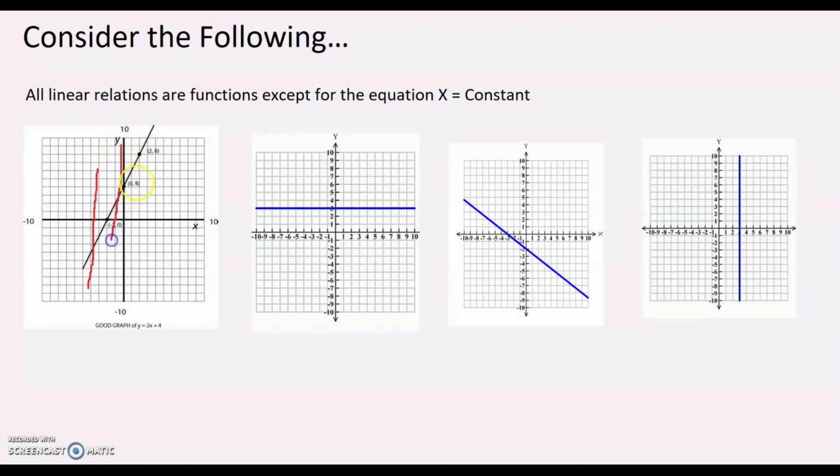As you can see, all of the graphs pass the vertical line test, except for the last graph, which has the equation of x equals 3. This is because the graph of x equals 3 has infinite values of y for one value of x, thus proving that this relation is not representative of a function. However, all of the other graphs are representative of functions.